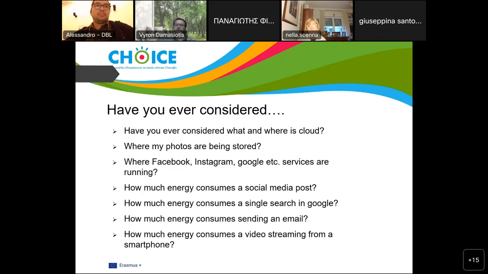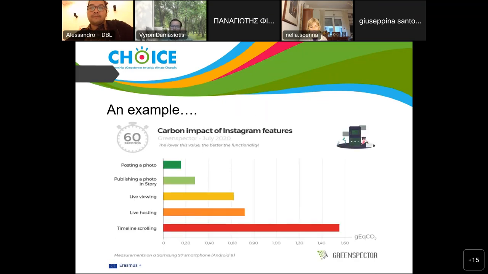Have we ever considered what the cloud is and where the cloud is? When we store things in the cloud, where do these things go? Where are the photos from our phones being stored? Where are Facebook, Instagram, Google services, and all of these services running? How much energy does a social media post consume? How much energy does a single search in Google consume? How much energy does sending an email consume? How much energy does video streaming from a smartphone consume? Let's see some examples.